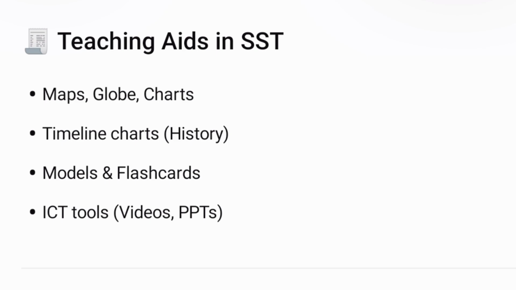And now let's see the teaching aids in SST: maps, globes, charts, timeline chart history, model and flashcards, ICT tool, video, PPTs, etc. These are the teaching aids in SST, so children understand in real life and remember for a long time.